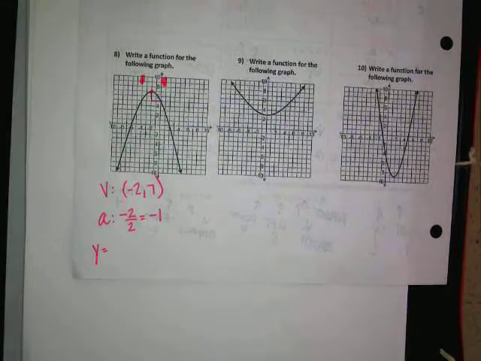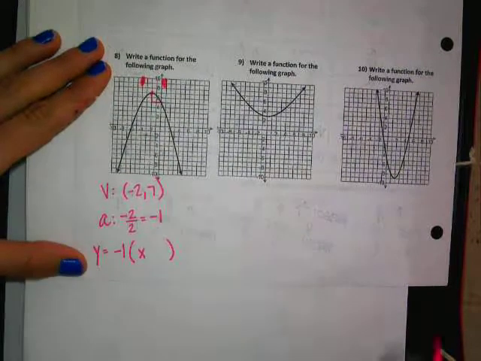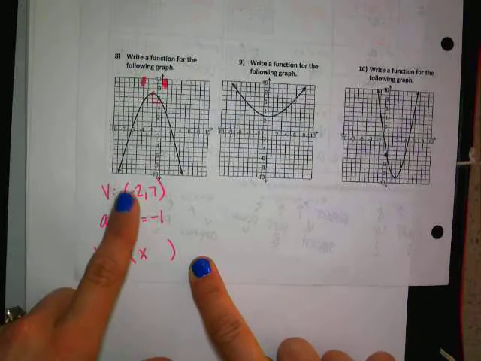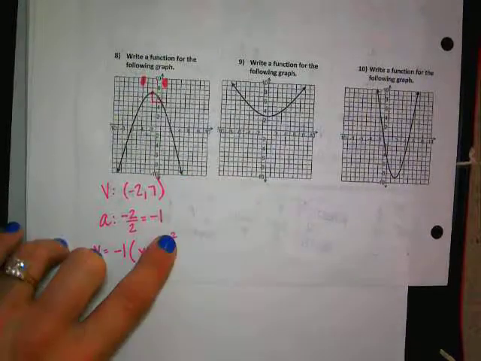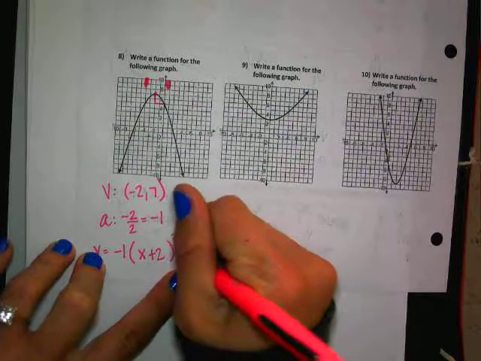And so now all I need to do is to write the function. A goes first, so y equals negative 1. And then your vertex is going to go on the inside. But what do you have to do to this number? Change it. So plus 2. Don't forget about your squared, because it's a parabola. And then what goes on the outside? Very good.